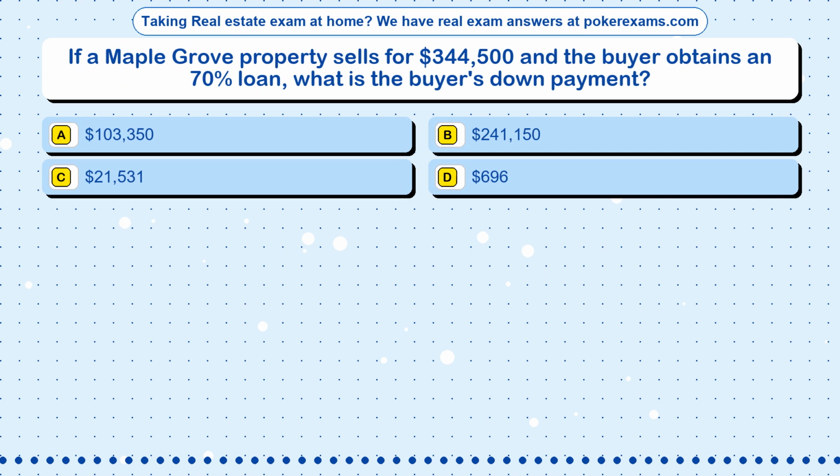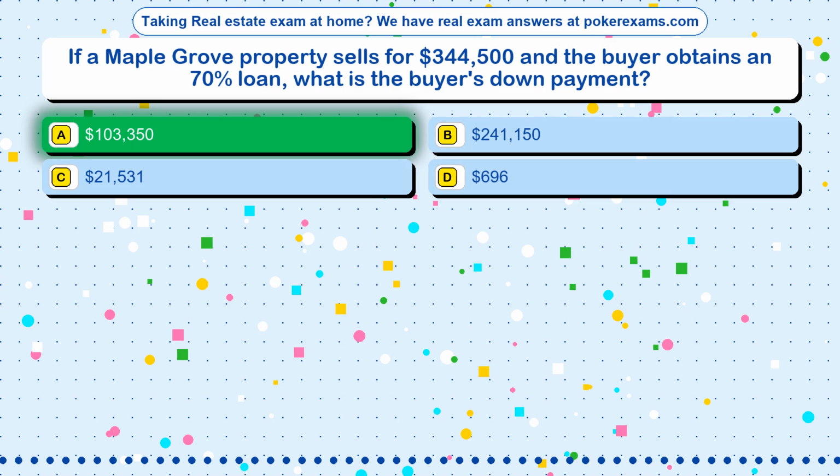Question 53. If a Maple Grove property sells for $344,500 and the buyer obtains a 70% loan, what is the buyer's down payment? Option A, $103,350. Option B, $241,150. Option C, $21,531. Option D, $696.